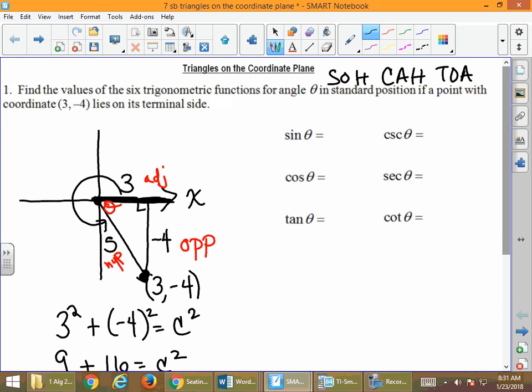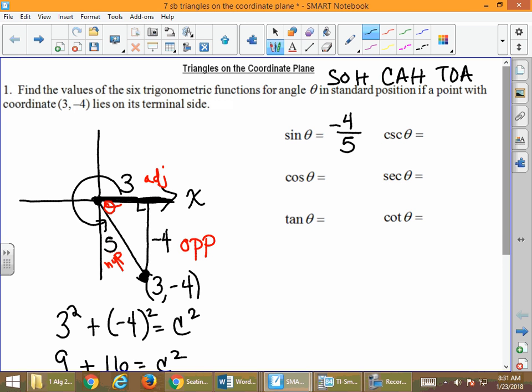Sine is the opposite divided by the hypotenuse. Cosine is the adjacent divided by the hypotenuse. Tangent is the opposite divided by the adjacent. So when we go ahead and fill in sine, cosine, and tangent, well, sine is opposite divided by the hypotenuse.